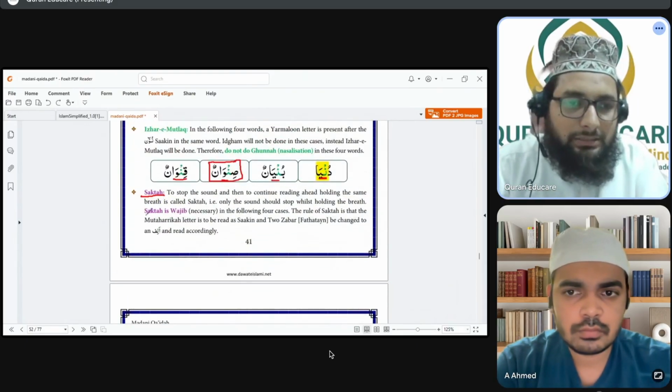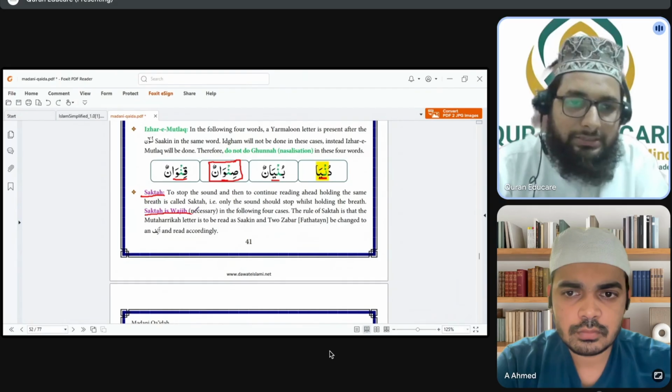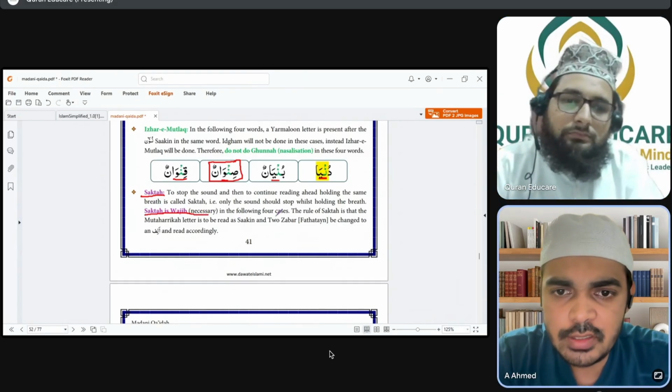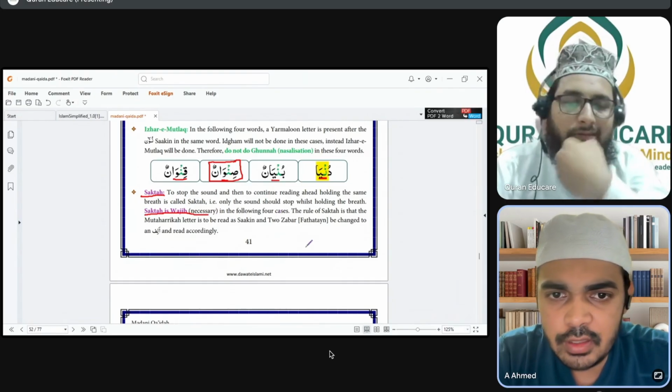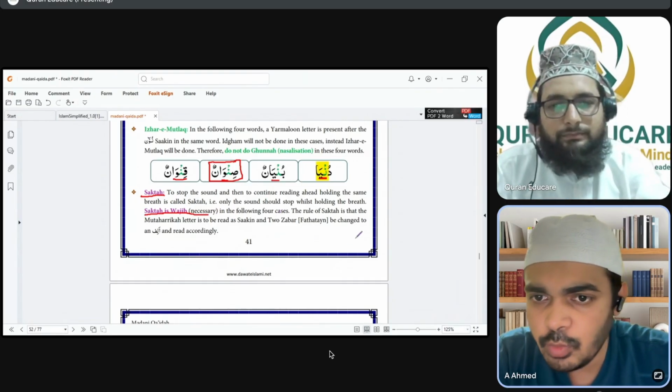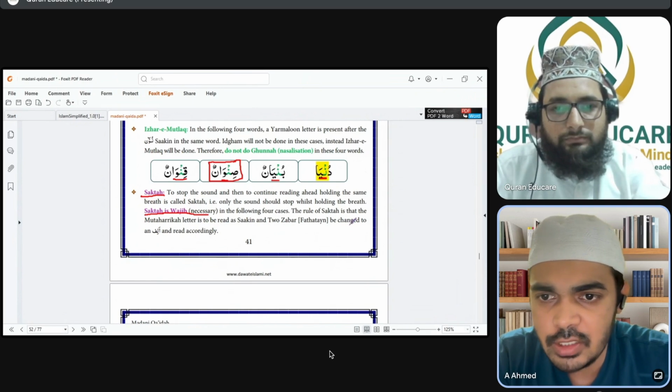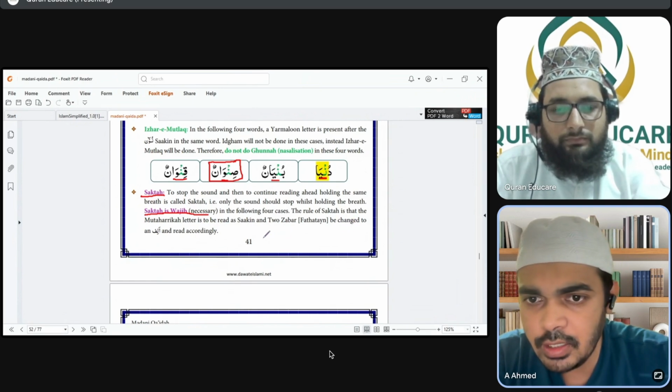So here's a rule, read this one. Sakta is wajib, necessary, in the following four cases. The rule of Sakta is that the mutaharrika letter is to be read as a sakin, and two zabar, fathatan, are changed to an alif and read accordingly.